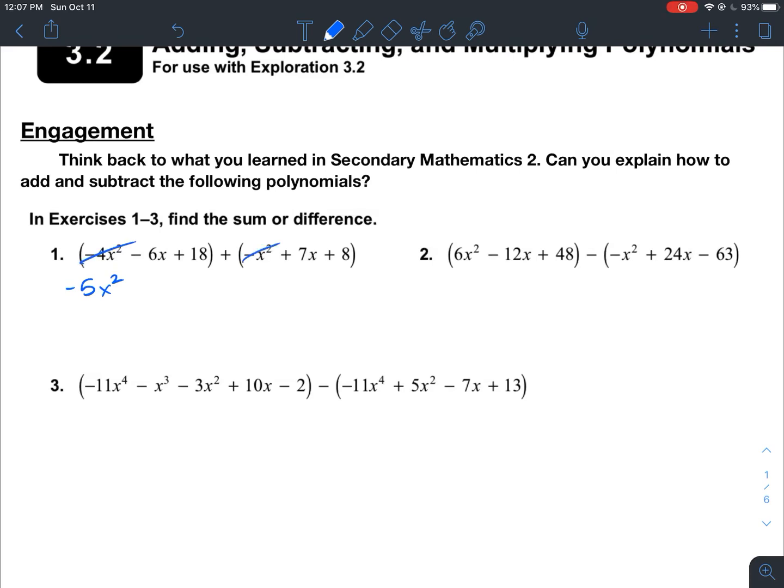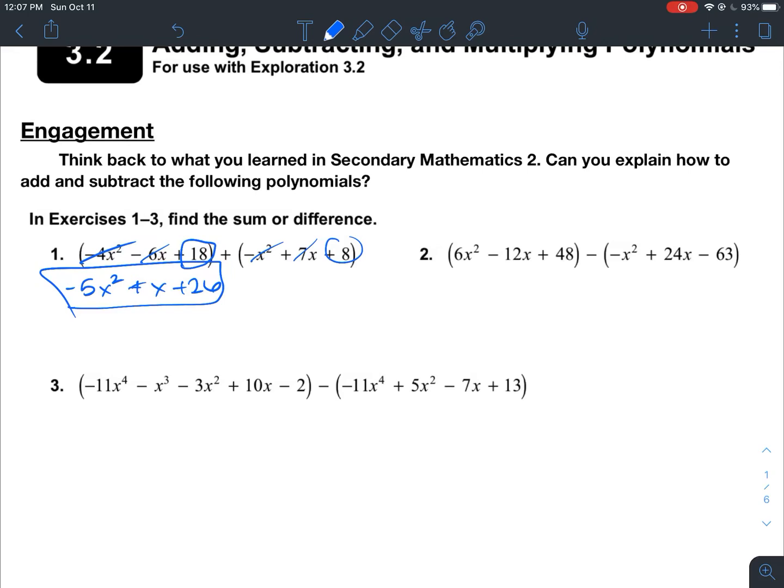Okay, so we combine those. Now we can combine these right here. Negative 6x plus 7x would be 1x. Those are gone. And then 18 and 8, that should be 26. There you go. It's as simple as that.